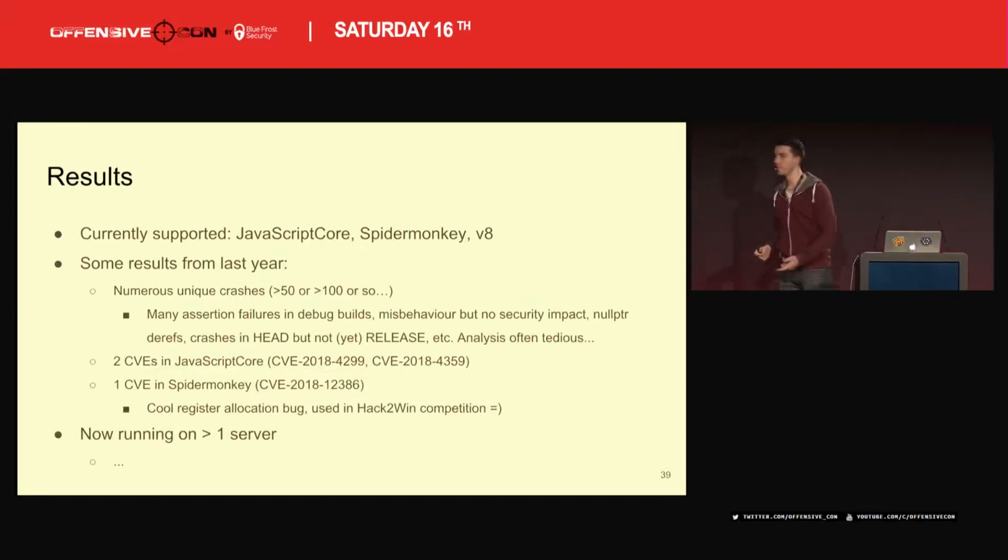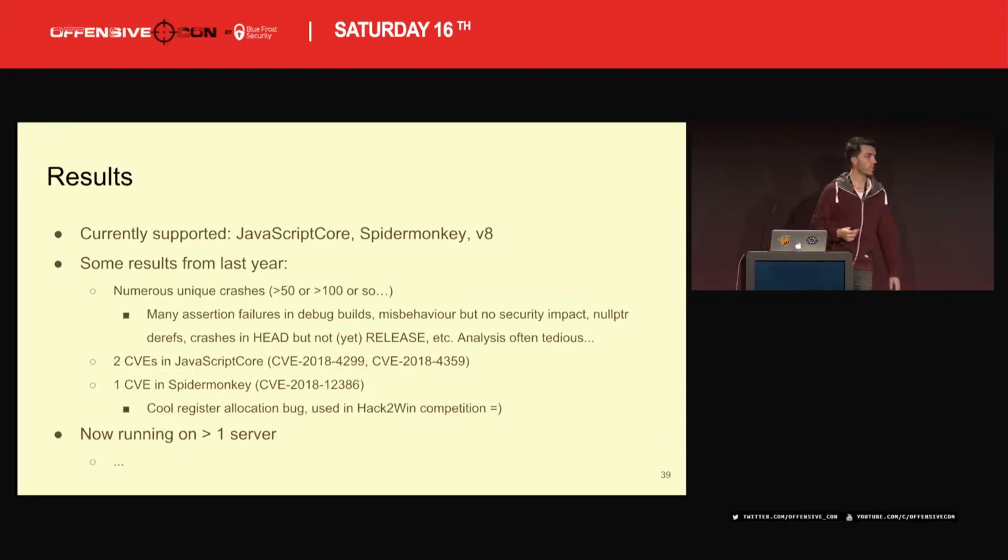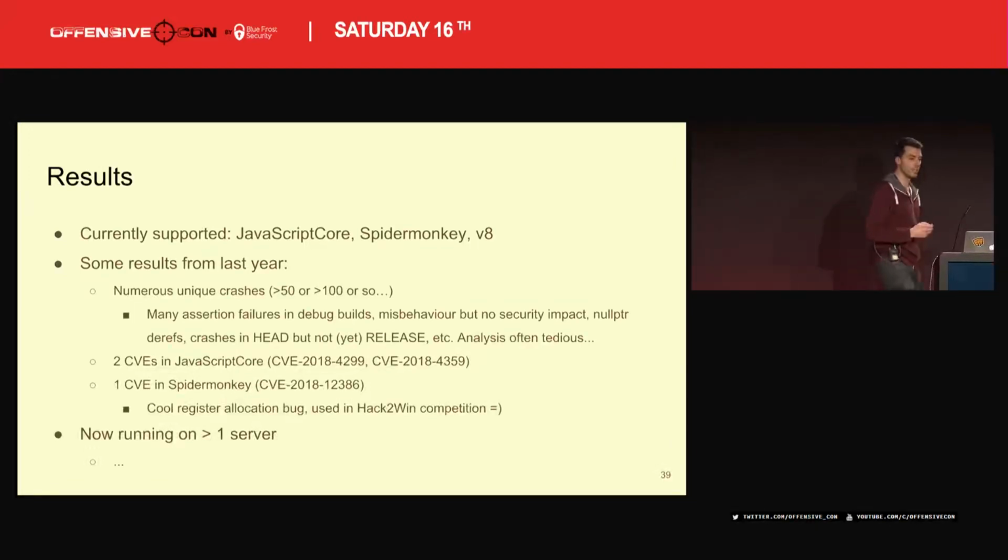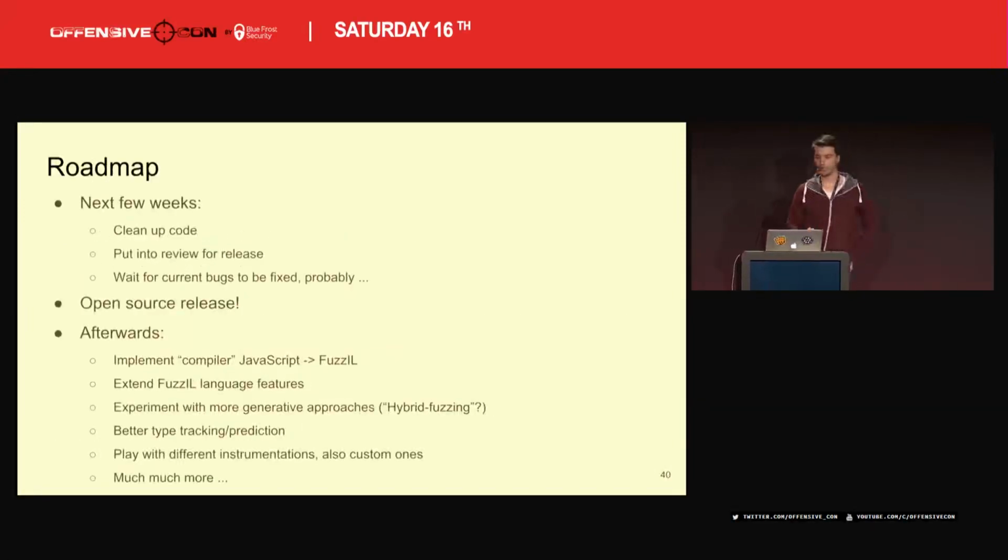You'll see null pointer derefs. I guess kind of regularly, you'll find samples that trigger observable misbehavior, where the engine outputs something different, but it's not actually a security problem. And so lots and lots of these. Analysis is also kind of tedious. Some of these assertions, you have to first figure out what's going on to say if that's a security problem. It did find last year 2 CVEs in WebKit and one pretty cool SpiderMonkey register allocation bug. Now it's running on more than one server, so let's see. It did already find some crashes I reported.